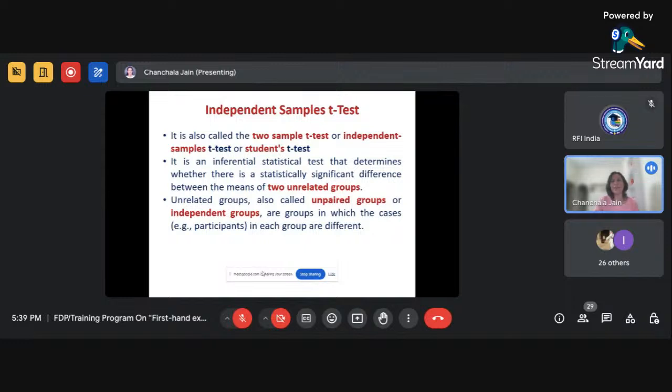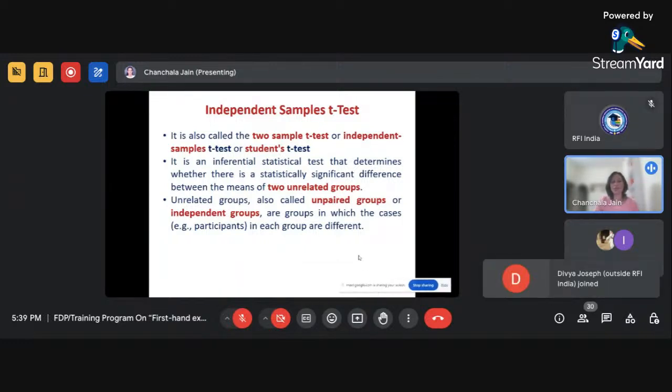So firstly, I'm discussing the independent samples t-test. Here you can see the slide which is focusing on the independent samples t-test, which says it is also called the two sample t-test or independent samples t-test or student's t-test. Then it is an inferential statistical test. Inferential, I think I already said, means we want to infer about the population parameters using a sample. That is why we can call this t-test an inferential statistical test, right?